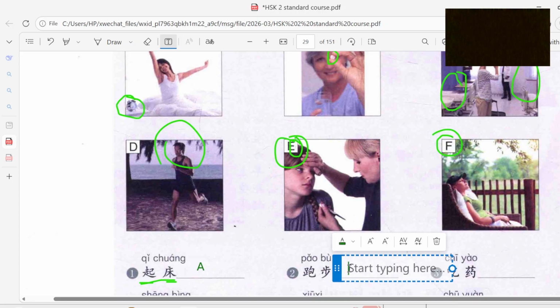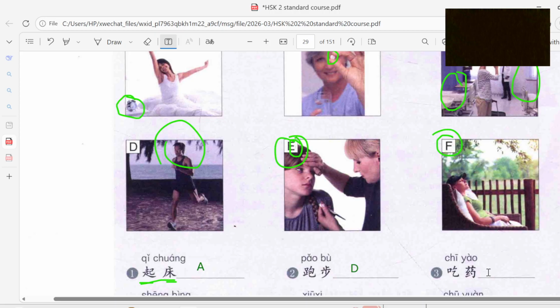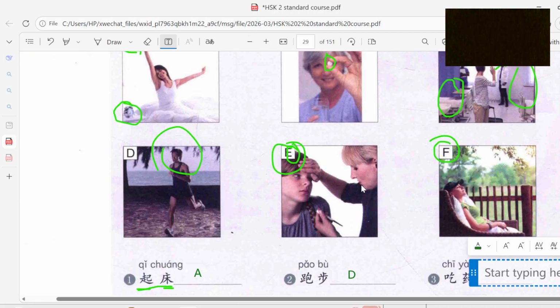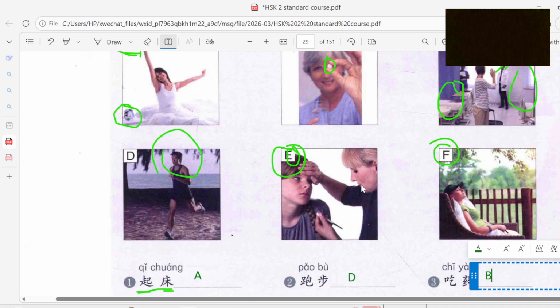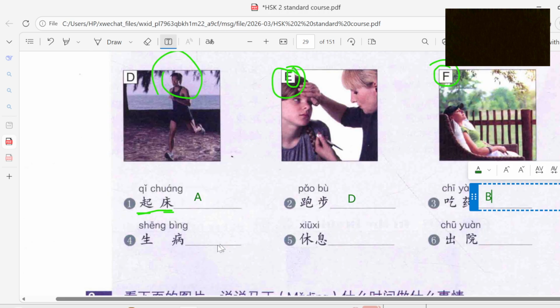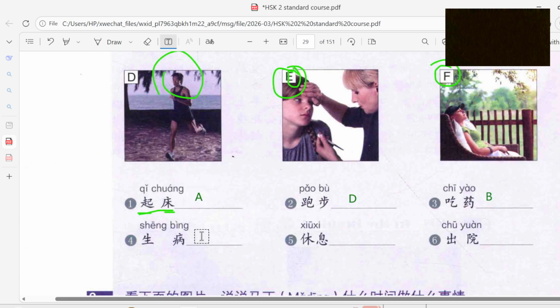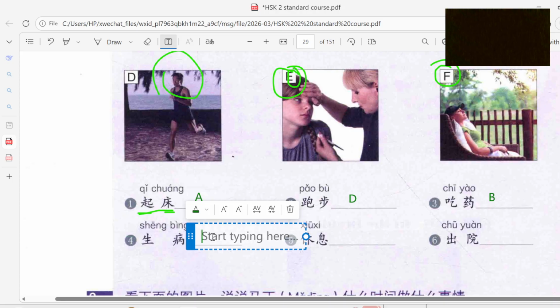跑步 means running. So D is here. 吃药. 吃 is to eat. 药 medicine. Who is taking medicine? B, right? Yes. 生病. Sick. So it's E. E is sick.